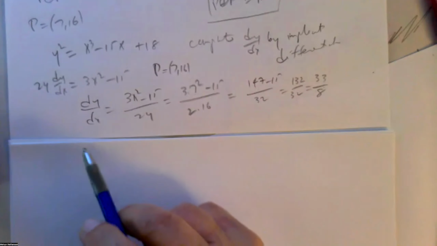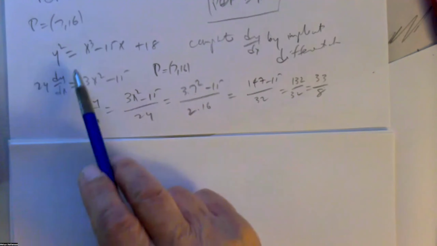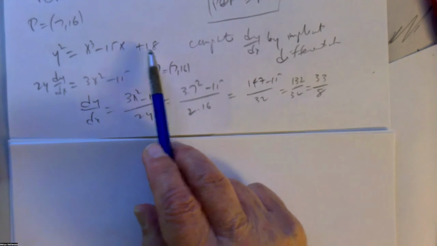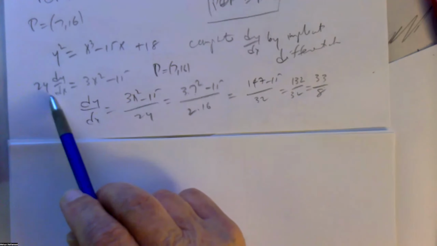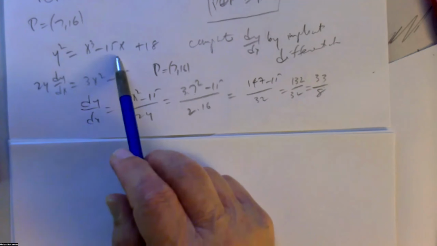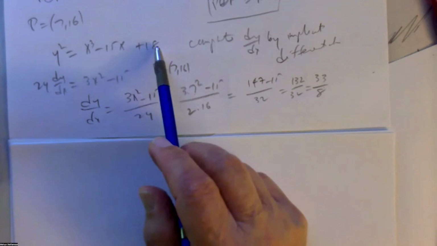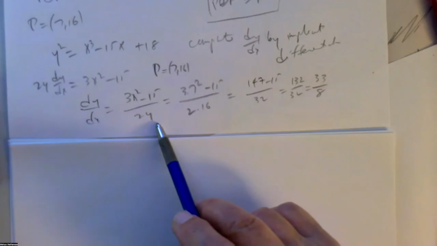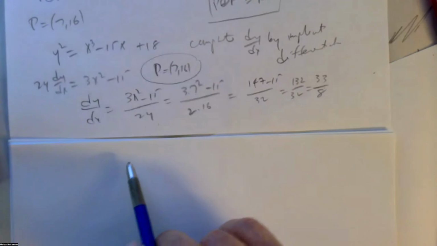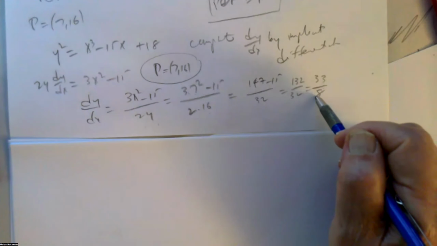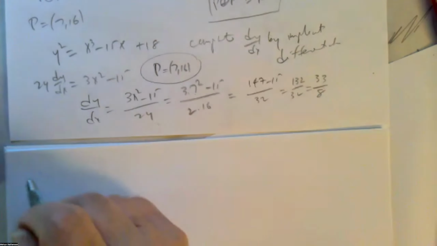So, Professor, you took the derivative with respect to y, right up there? Okay. This is y squared equals x cubed minus 15x plus 18. To find dy dx by implicit differentiation, I differentiate with respect to x, and I get 2y dy dx. The derivative of x cubed is 3x squared. The derivative of 15x is 15. The derivative of 18 is 0. So dy dx is 3x squared minus 15 over 2y. And I want to find the tangent line at the point 7, 16. So x is 7, y is 16. I get that the tangent line has slope 33 over 8.